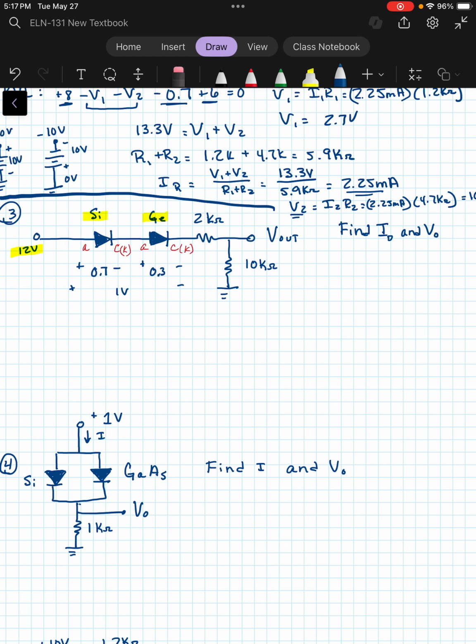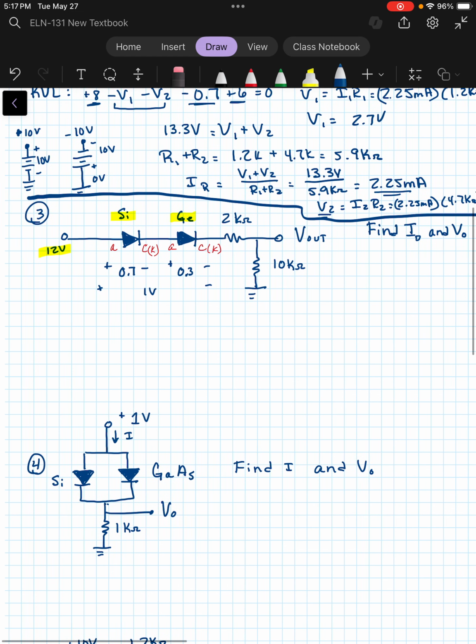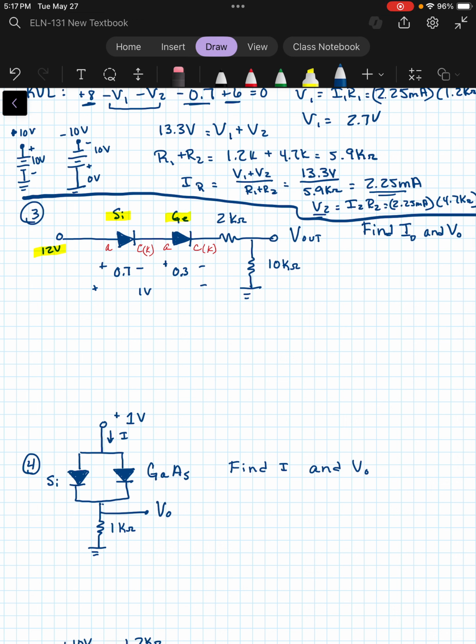I think I drew my line in the wrong place there. We're looking for the current and the voltage. So the current through the diodes is going to be the series circuit current from the voltage source down to ground. So again, what we have here is our KVL equation, which would be a +12 minus a 0.7 for the silicon diode minus a 0.3 for the germanium diode, minus the voltage drop across the 2K ohm resistor, minus a voltage drop across the 10K ohm resistor, and that would have to equal 0.